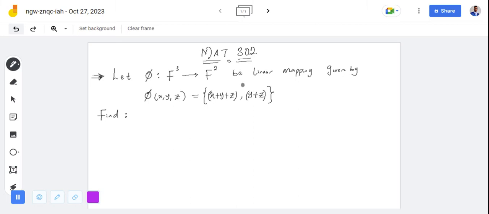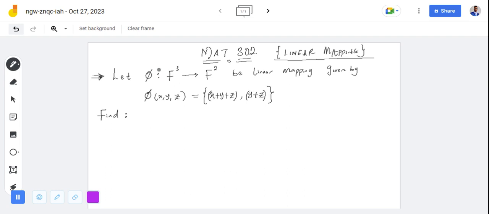Welcome to another video session on Math 302 based on the topic linear mapping. That is the main topic we want to consider for today's class, linear mapping. Now, for this topic, we want to consider a linear mapping phi such that we have this linear mapping from a three-dimensional vector space to a two-dimensional vector space F.